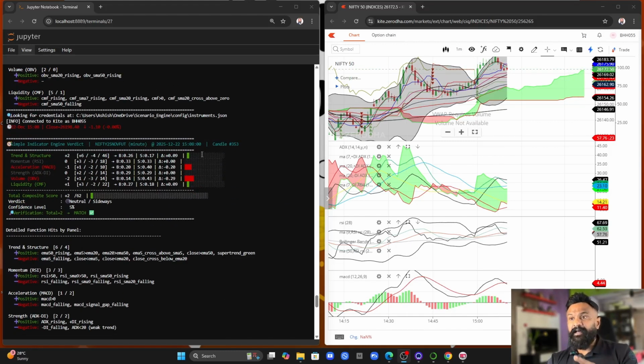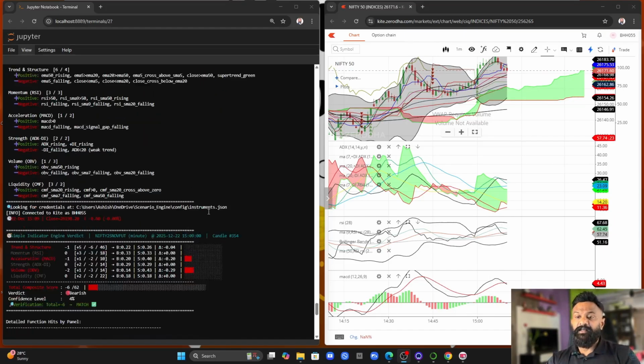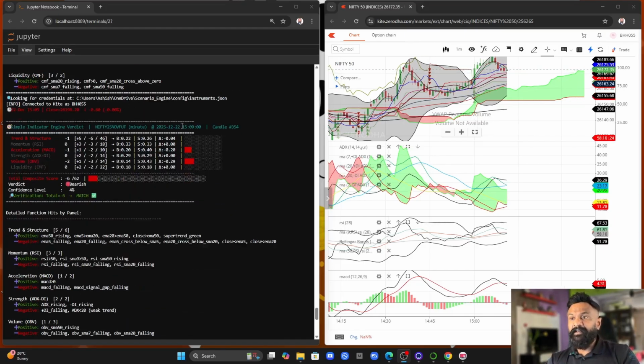But then at 15:08, the trend has shifted from bullish to neutral because the score is +2 out of 62. So you can see the trend started reversing. Before it reverses, it becomes neutral. And then at 15:09, it has signaled to me that the trend is now shifting to bearish. It's -6. So now you can see the trend has shifted from bullish to bearish.